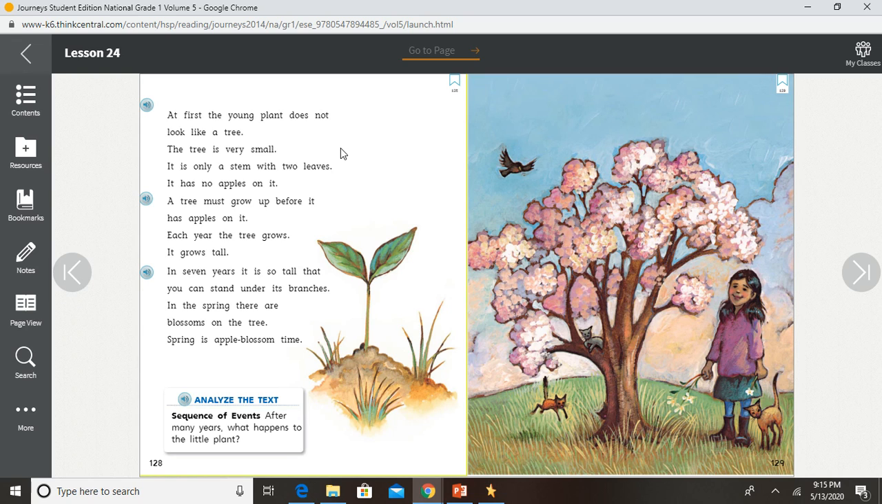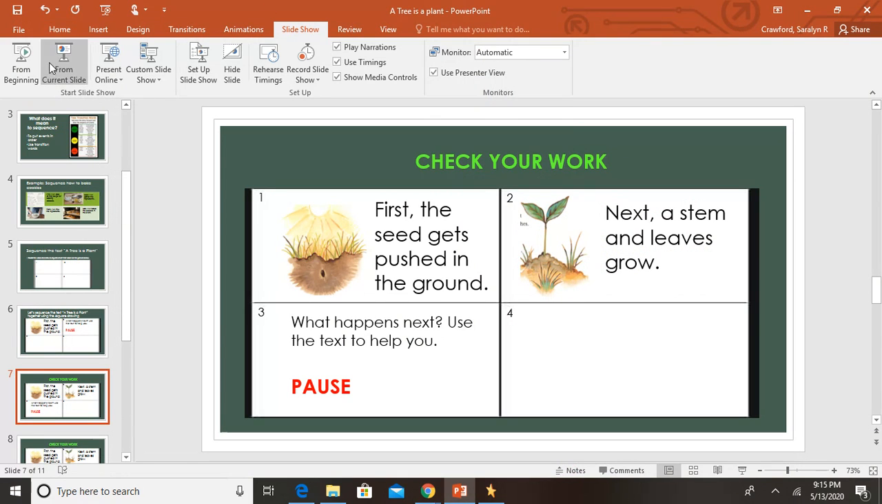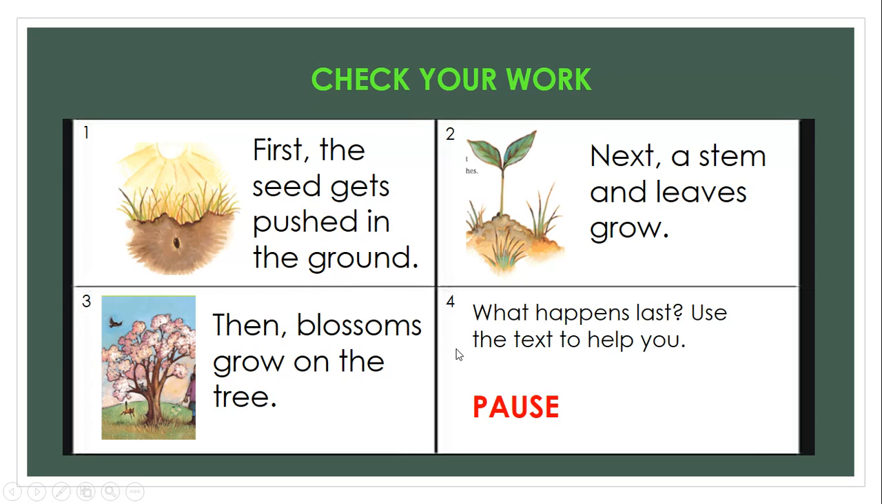What happens after that? So I already used first, and I already used the word then, so I could use the word next, or I could use the word also. I wrote, then blossoms grow on the tree. Did you write that too, or come up with something different? Great!